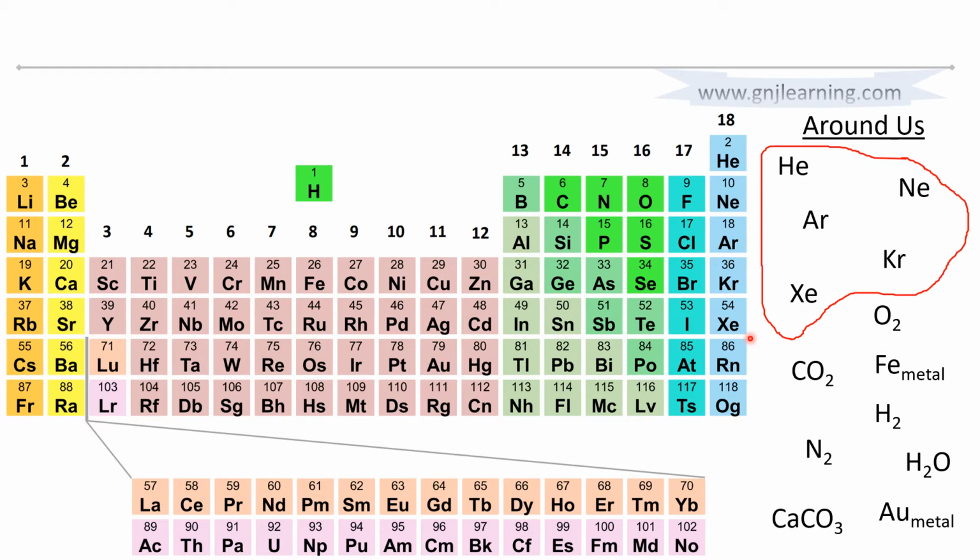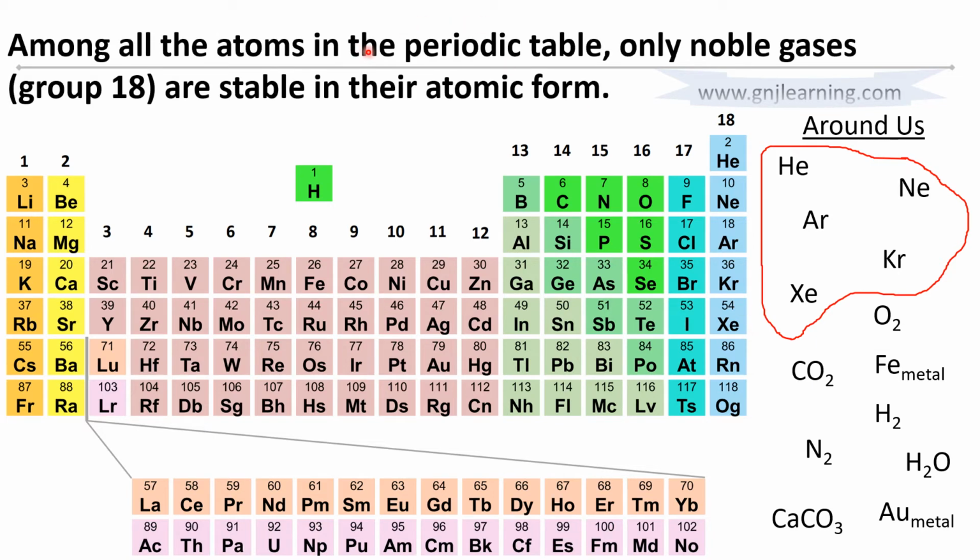So let us read it out then. Among all the atoms in the periodic table, only noble gases, that is, group 18 elements, are stable in their atomic form. Only noble gases are stable in their atomic form. So who can exist in atomic form? Only noble gases or group 18 elements. Only they can exist in their atomic form under normal conditions. Clear?